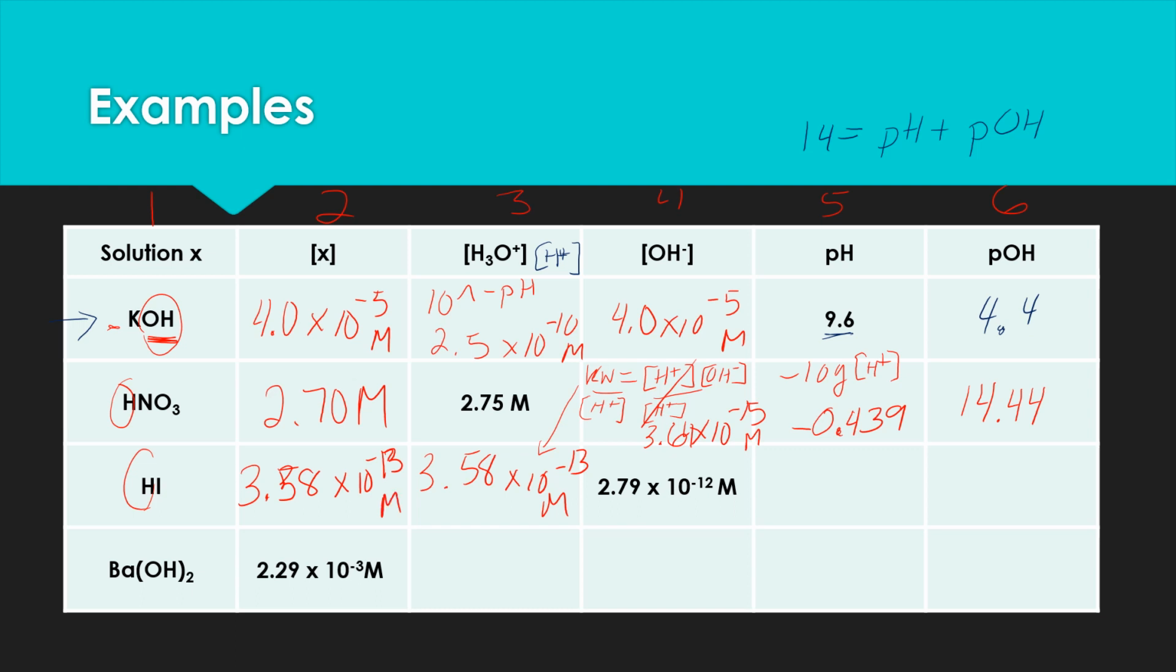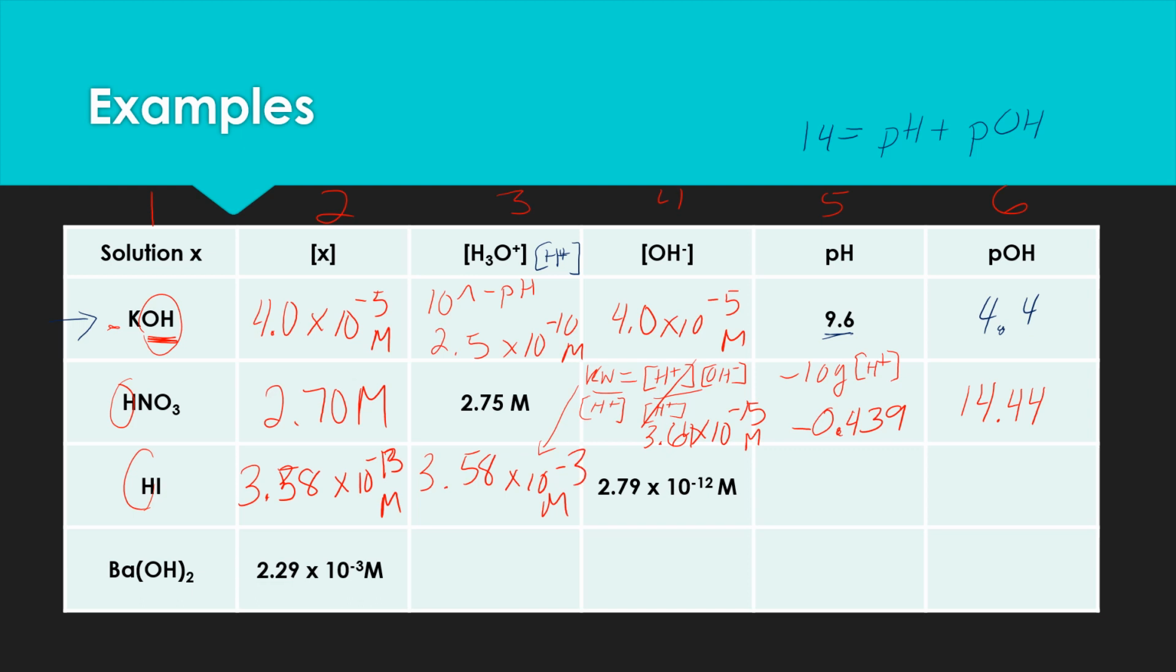We can again find our pH, so negative log of our hydrogen ion, 3.58 times 10 to the negative 13th, gives us 12. Did I do that right? Negative log of 3.58 times 10. Something is wrong here. Ooh, I missed a number on this. Okay, sorry about that. Let me edit. This is to the negative 3, not 13 over here. All right. My pH was way too high. Okay, let's try that again.